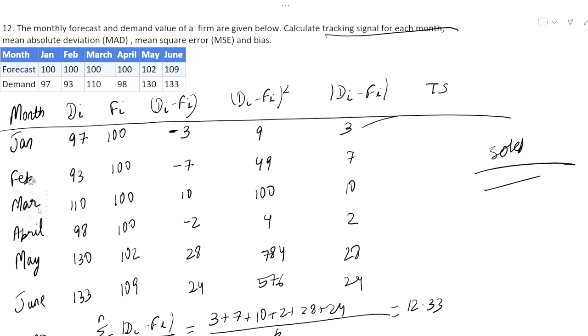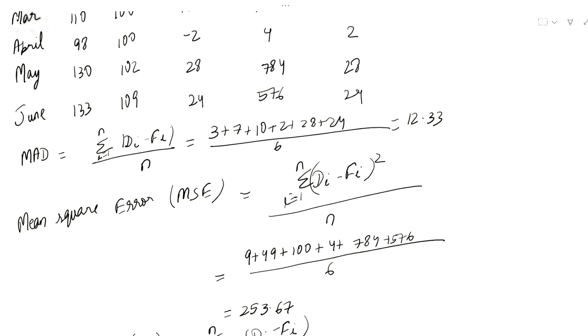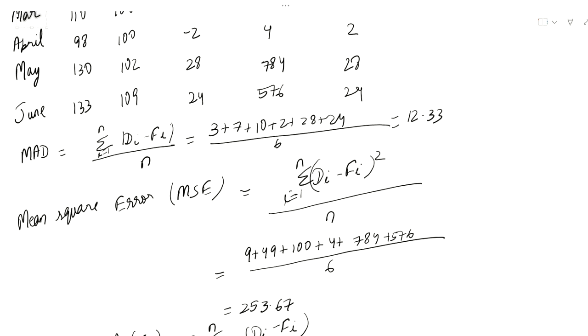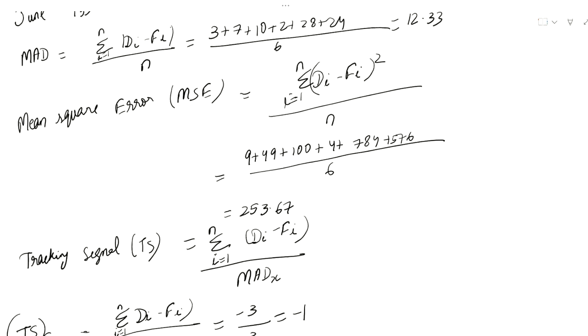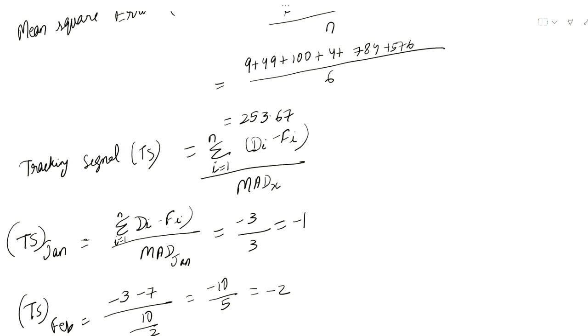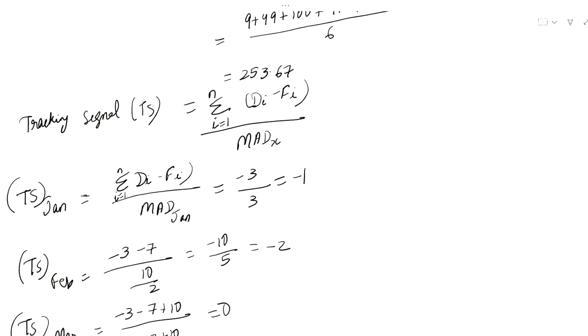Find out the chart. Mean absolute deviation, mean square error, and tracking signal for each month. Forecast and demand are given. We find out DI minus FI, DI minus FI square, mod of DI minus FI, and the tracking signal. So first we find out the mean absolute deviation, mean square error, and tracking signal for each respective month.